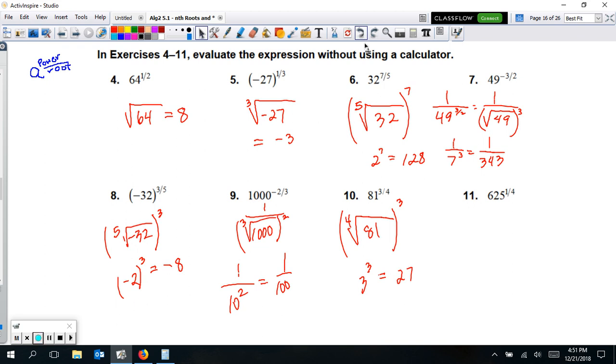Our last one has a 1 for the power, so we're not going to need parentheses on this one. It's just going to be the 4th root of 625. That's all that will be. The fourth root of 625, and there is a perfect fourth root for 625, and that would just be the number 5. So if you multiply 5 times itself 4 times, that would give you this number 625.